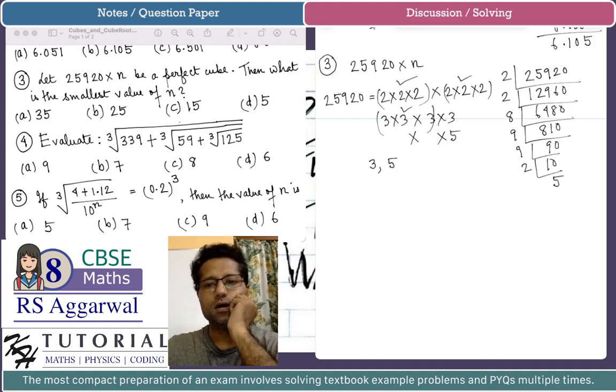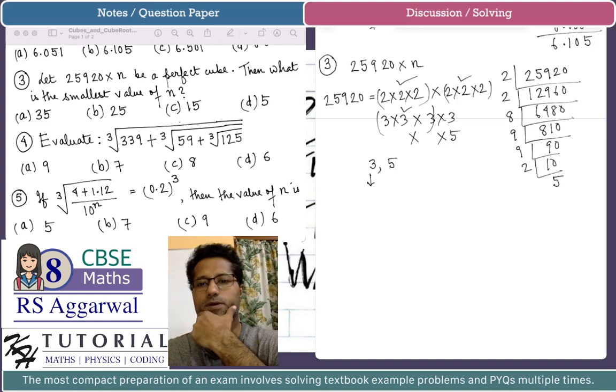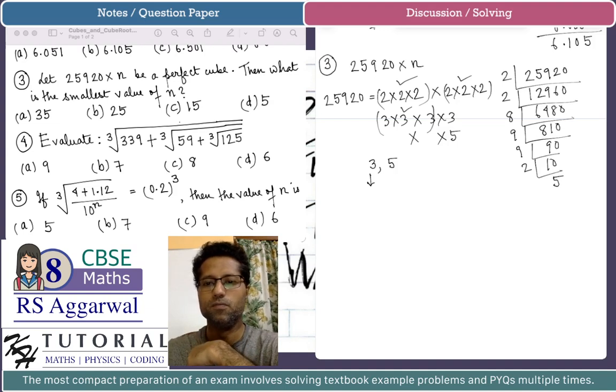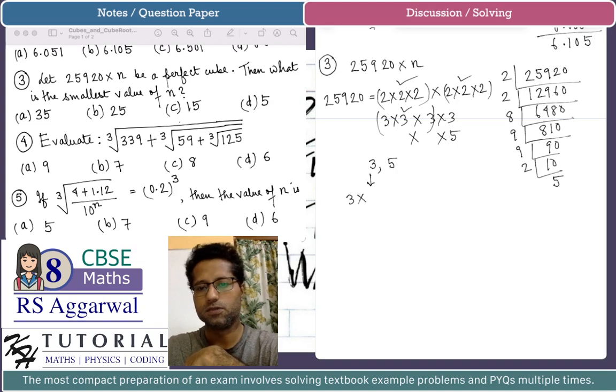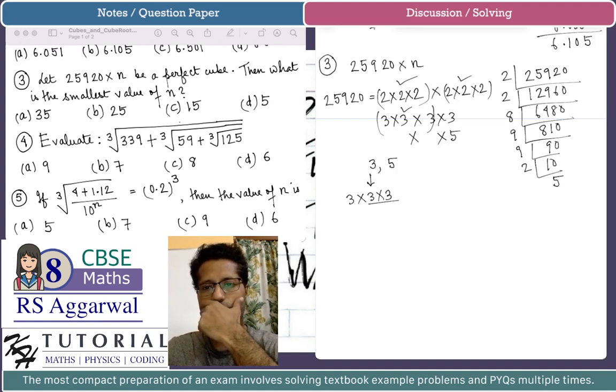So what will be n? What should we multiply, so that when it is multiplied with 25920, it becomes a perfect cube? So basically, what we have to do is create a triplet of 3's from the single 3, by multiplying with 3 two times. That is, we have to multiply with 9.